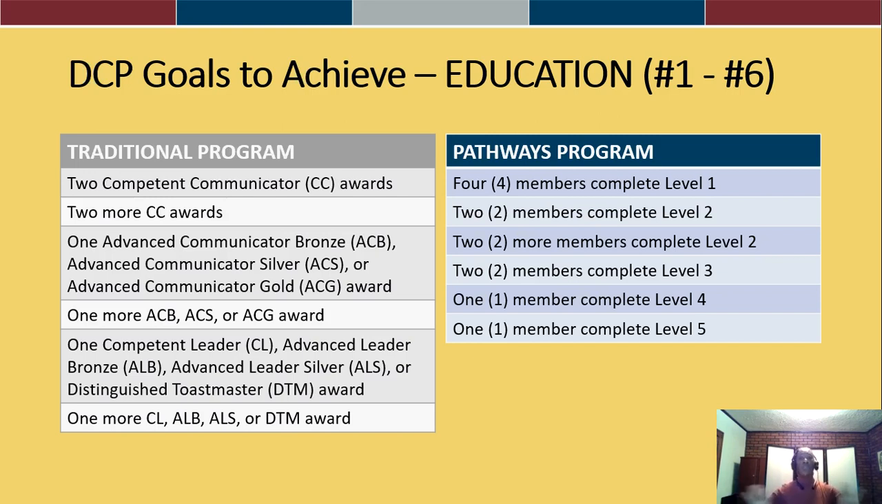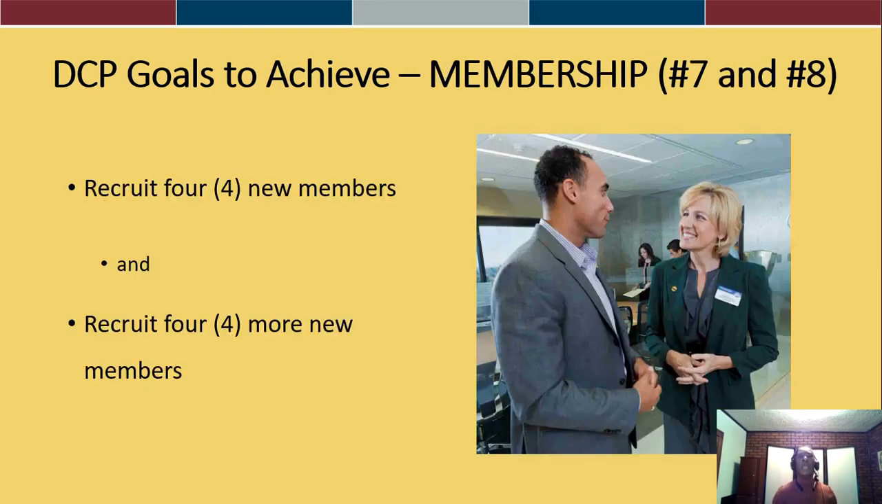Now, because both programs are running simultaneously right now, Toastmasters International will give your club a goal. Your club will achieve a goal if you can earn educational awards under traditional or Pathways, but it's up to 6. So any of the 6. There are 12 education awards right now, 6 under traditional, 6 under Pathways, yet you can earn any 6 educational awards and your club will get those goals. So it doesn't have to be only under Pathways or only under the traditional program. It can be a combination of both programs.